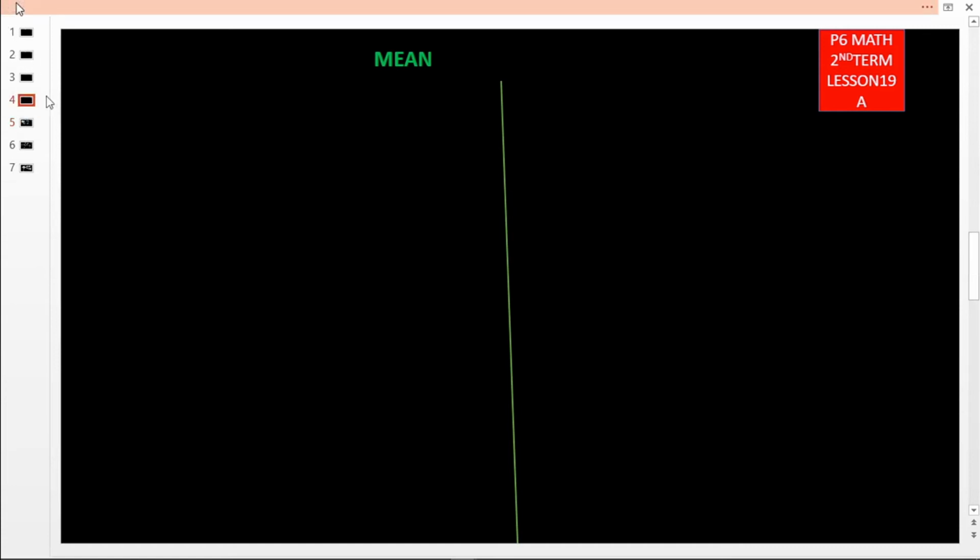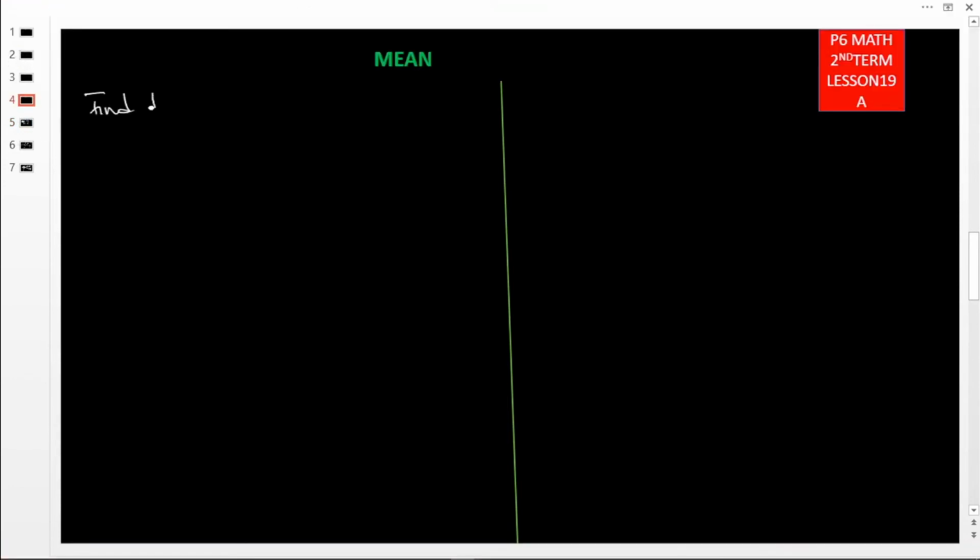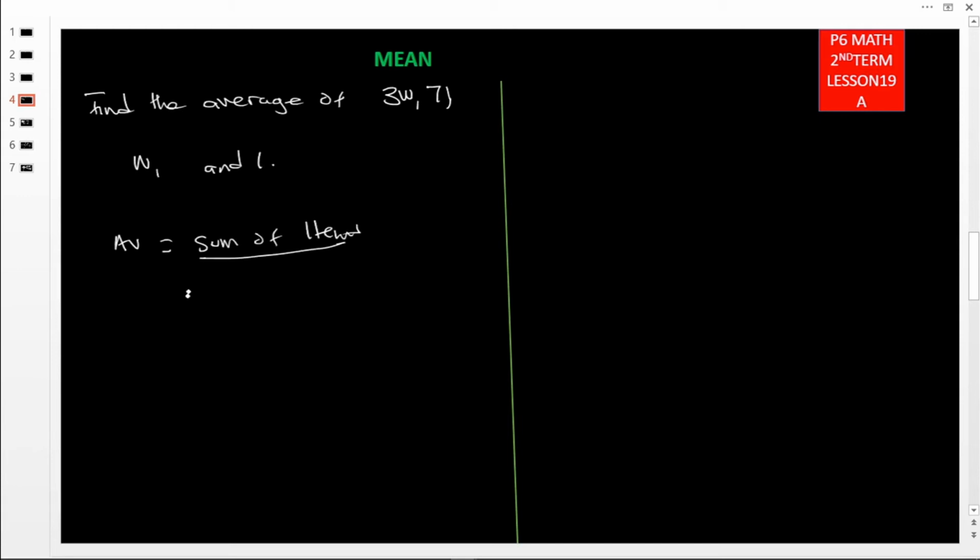Okay, so let us get another example here. So this one is telling us to also find the average. So find the average of 3w, 7, w and 1. So how will we get average? It's equal to sum of items out of number of items, right? So what is the sum now? We have 3w plus 7 plus w plus 1 out of how many are they? 1 2 3 4. So there are 4 items.